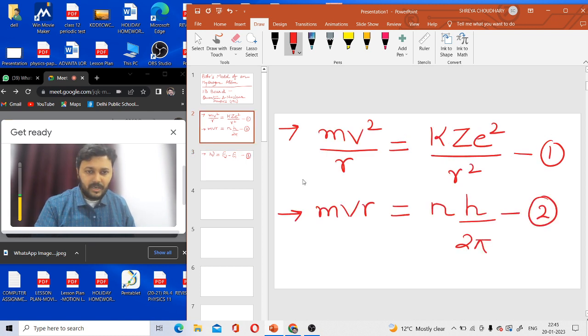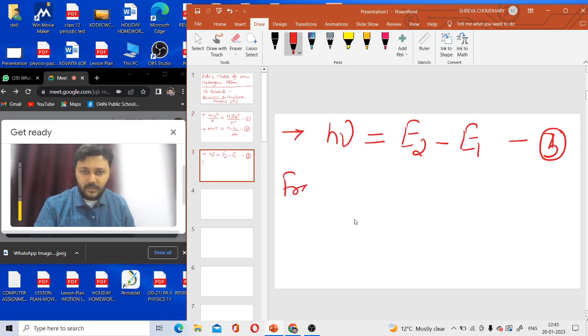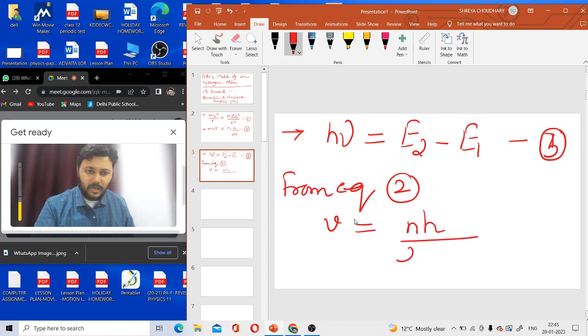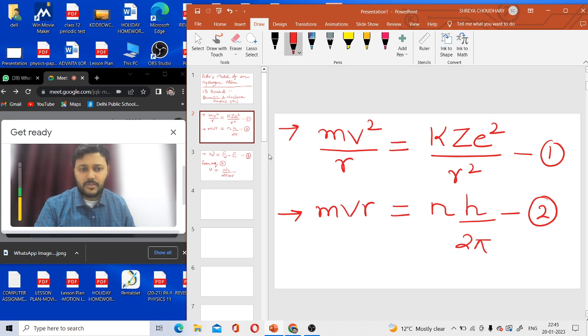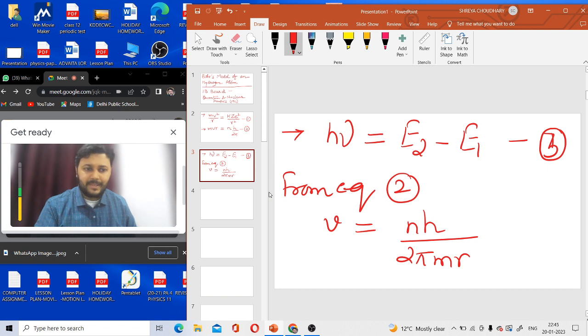Let's move in. We need to take the value of v. From equation 2, v will be equal to nh upon 2 pi mr. This is the value of v from equation number 2. As we can see over here, v is equal to nh upon 2 pi mr. Let this be equation number 4.